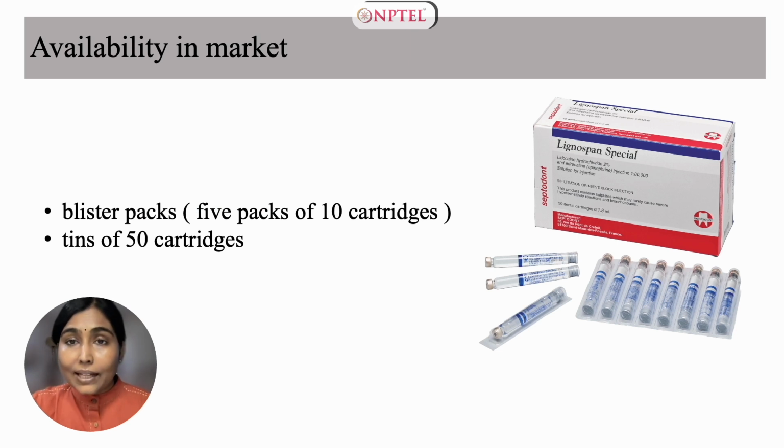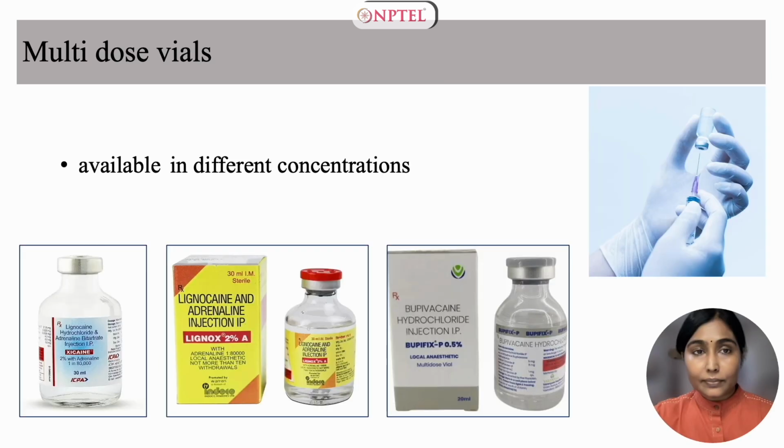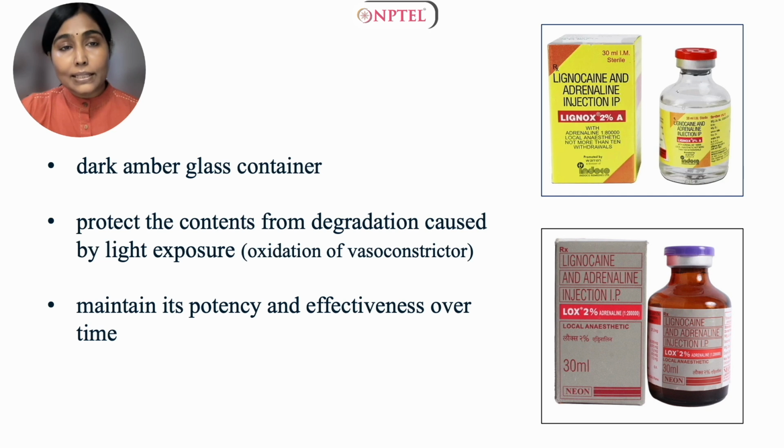Local anesthetics are marketed in blister packs of usually 5 packs of 10 cartridges each. In some countries, local anesthetics are still available in tins of 50 cartridges. Now, multi-dose vials are available in different concentrations. This is a very familiar sight to us. Multi-dose vials are usually available in transparent bottles, like what you see above.